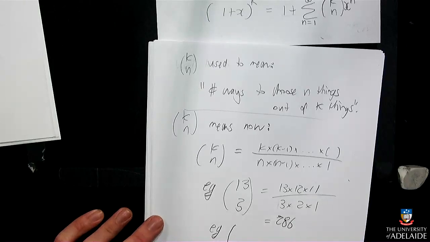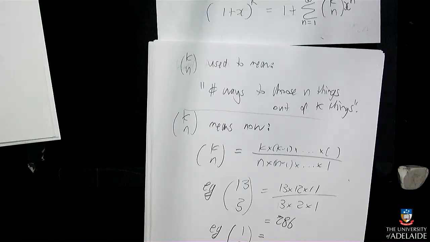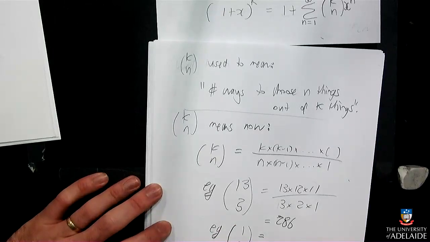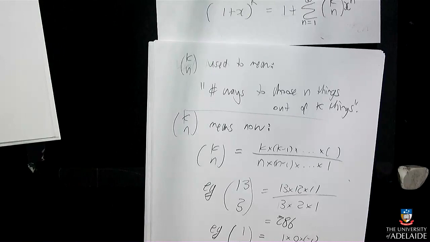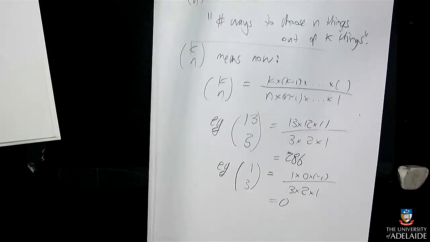Are you ready? 1 choose 3. So we have one object and we want to choose 3 of them. Cool. So we'll go 3 times 2 times 1 on the bottom because of the 3, and then on the top, 1 times 0 times negative 1, so the answer is 0. Which is what you would expect. There are no ways to choose 3 out of one thing.